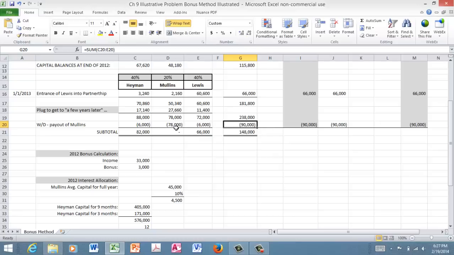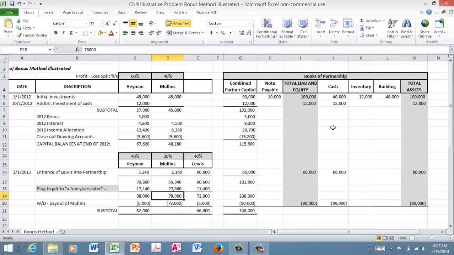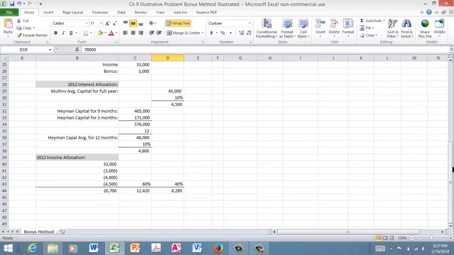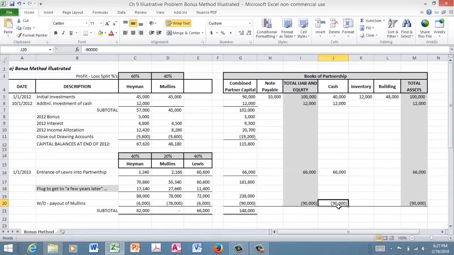Now, the accounting for it is you're going to zero out that partner's capital, because they are now gone, and you dissolve the partnership. So there's the $78,000 coming out, which was simply the balance that Mullins' account was at the time of withdrawal. And then there's the credit of cash that I'm showing over here. Pardon me, didn't mean to make you dizzy there. The credit of cash in that column.